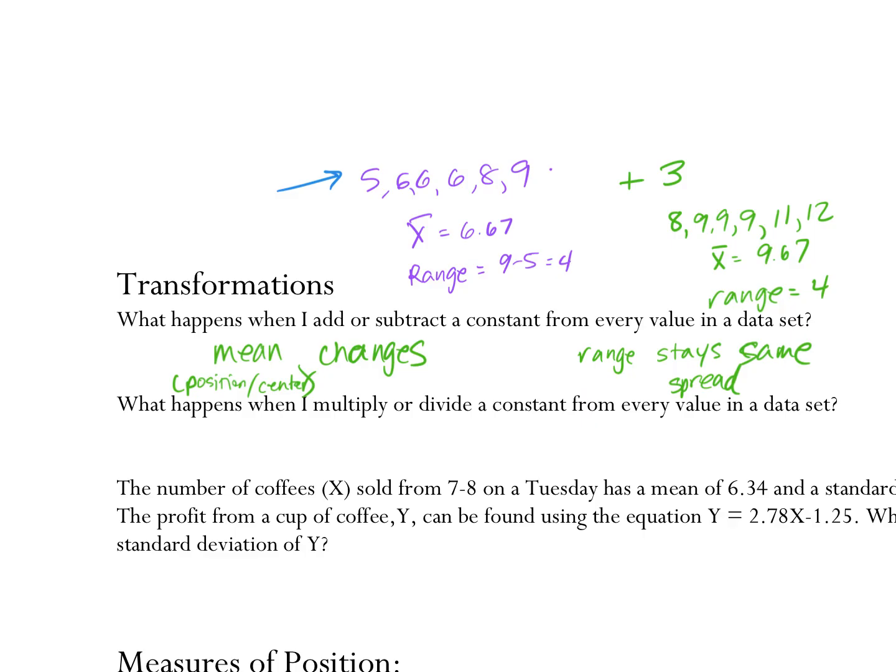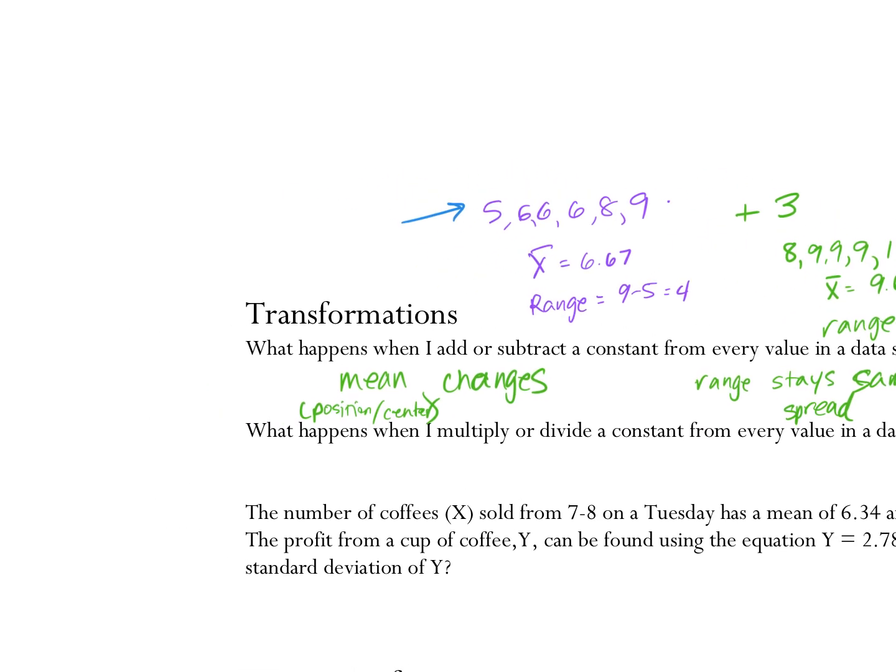Now, if I multiplied every single one of those values by 3, I would get 15, 18, 18, 18, 24, and 27.